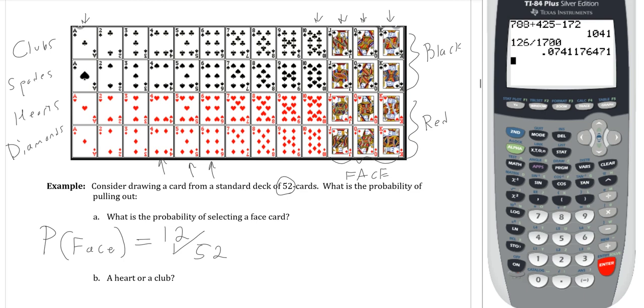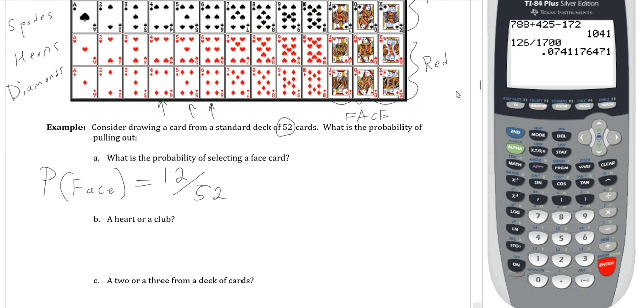Next, we have the probability of drawing either a heart or drawing a club. So we'll say that as probability of heart or club. To do that, we're going to need to find the probability of drawing a heart plus the probability of drawing a club minus the probability of drawing both of those at the same time. So drawing a card that is both simultaneously a heart while also being a club.